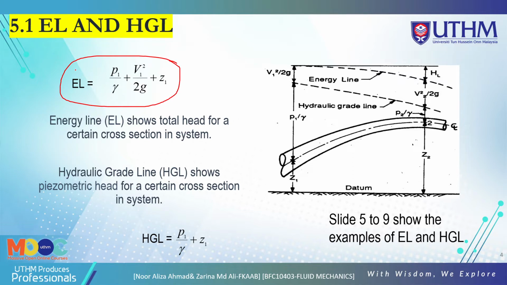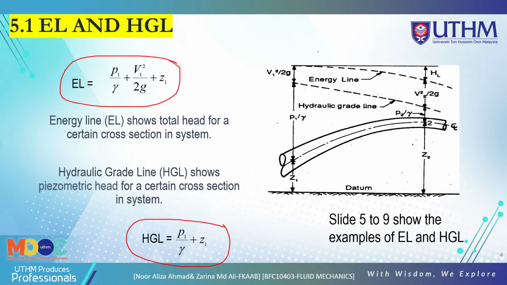In your final, maybe they will ask for the definition. What is the definition of the energy line? And also, what is the hydraulic grade line? The hydraulic grade line is based on this formula: pressure 1 divided by the specific weight plus Z1. The hydraulic grade line shows the piezometric head for a certain cross section in a system.